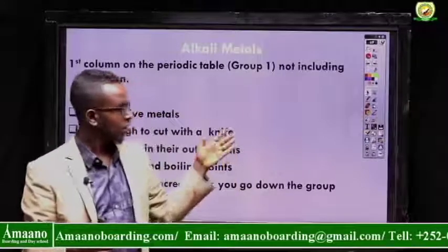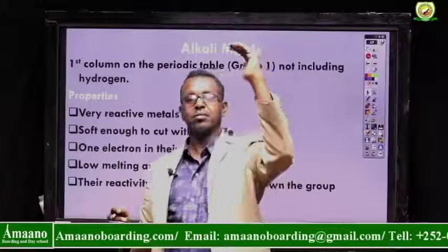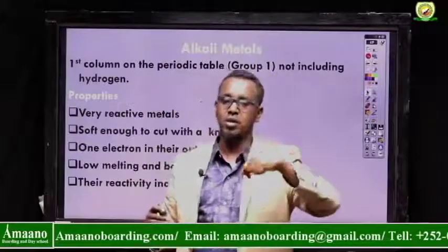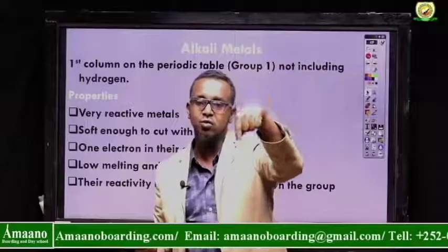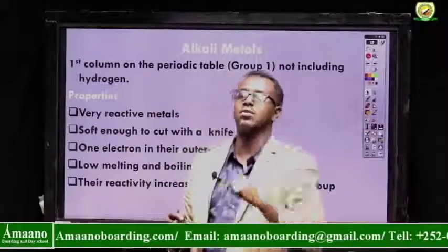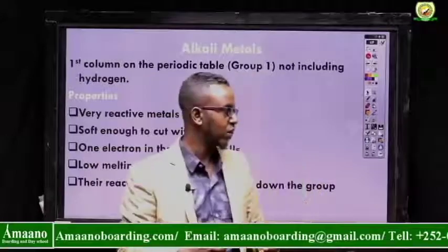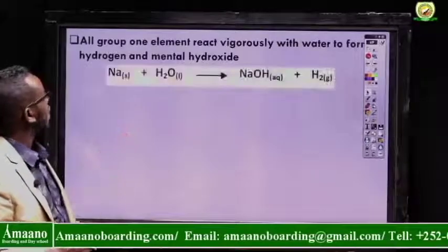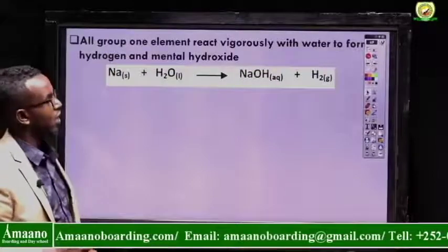For example, the group starts lithium, sodium, potassium, rubidium, cesium, francium. So the reactivity increases as you go down the group. So francium is the most reactive one. Okay. Here we have reaction number 1.